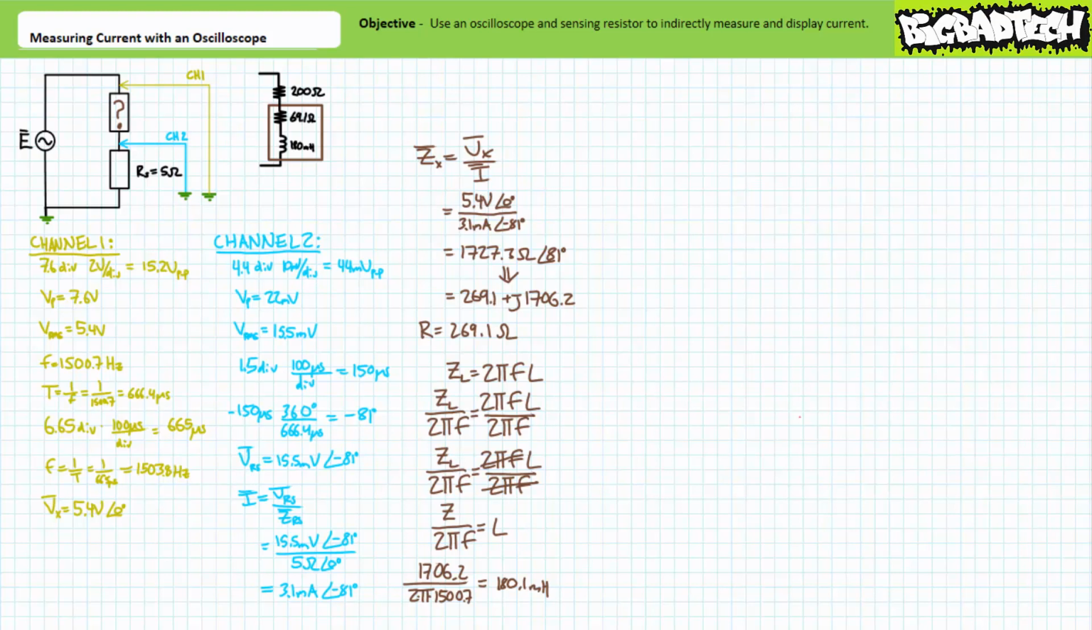Alright, that's about it for current measurement using an oscilloscope. In conclusion, this lecture examined the means of indirectly measuring and displaying current on an oscilloscope using a small sensing resistor in series with an element of interest. While this technique does induce a bit of error because of some assumptions and simplifications made, it does yield reasonably accurate results and, importantly, allows the current through an element to be displayed with reference to the voltage across it.